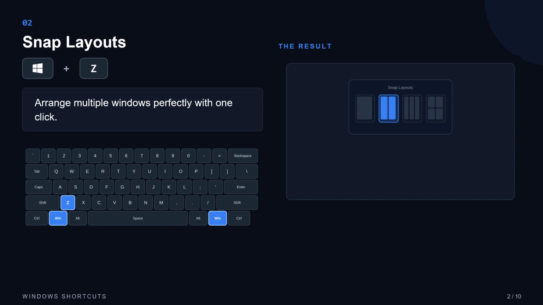Another one is snap layouts, that is Windows plus Z. The benefit is no more wasted time dragging and resizing windows by hand. You get perfectly arranged windows instantly, which means smoother multitasking between things like search and writing. Try this option with Windows Chat, and you will get the snap layouts option for that app. Then you can resize it. So that is another shortcut.